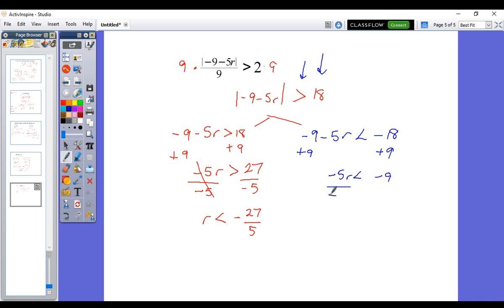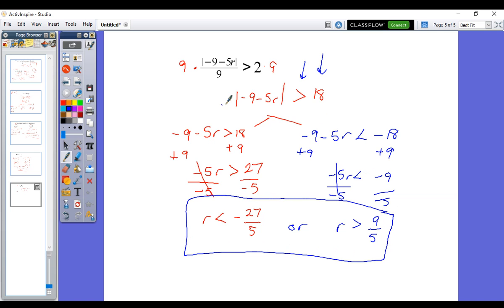And then we divide by that negative 5. Divide by negative 5. When that happens, again, this now becomes positive, but then it changes the symbol the other way. And then negative divided by negative is a positive 9 over 5. So r is less than a negative number, or r is greater than a positive number. Again, this is an or because you can't have both of them exist. So this is your final answer.